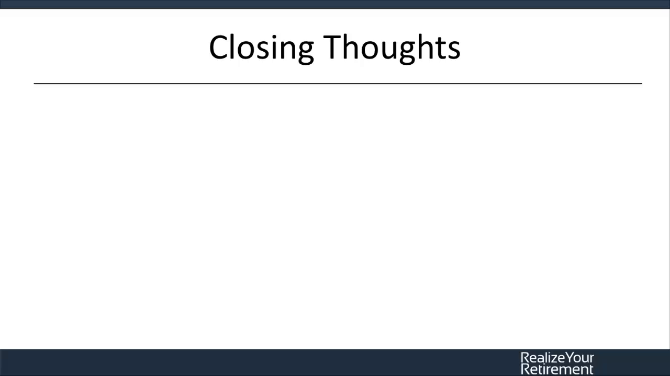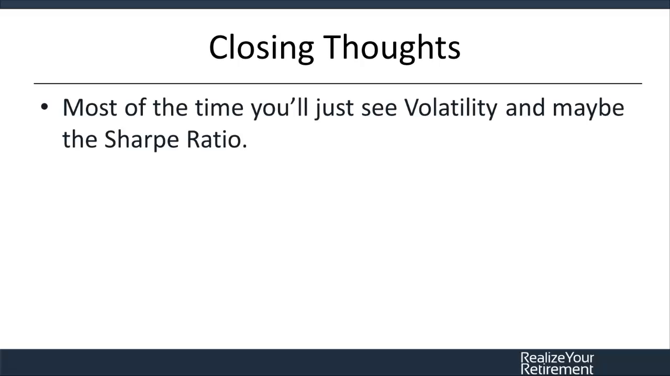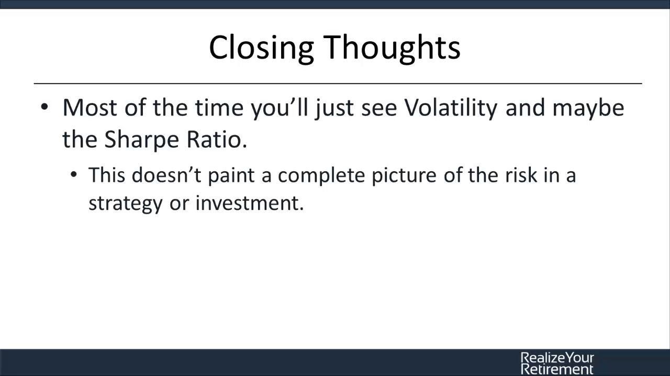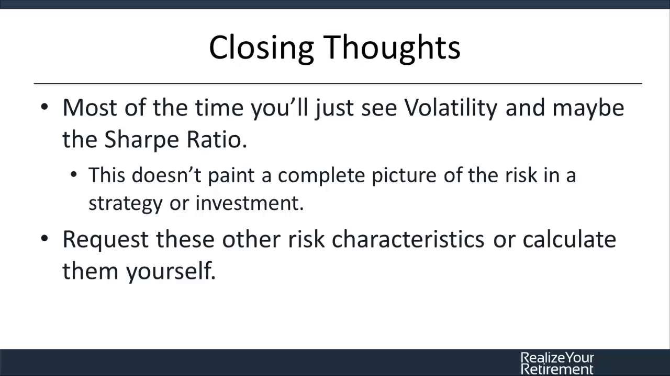So I've shown you some of the more useful risk measures that you can use to evaluate a portfolio. However, most of the time you'll just see volatility and maybe the Sharpe ratio. Unfortunately, as I've mentioned, those don't look at enough aspects of risk to be used in isolation, so you have two choices. You can either calculate each of these yourself, or you can request your advisor to do so for you. I'll include some example calculations in an Excel sheet in the members section for those of you who'd like to calculate it on your own.